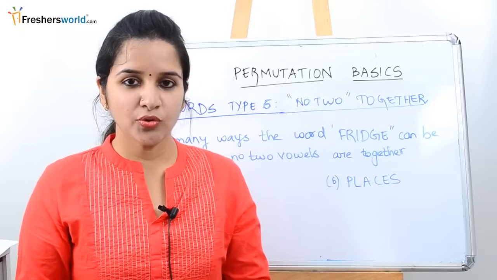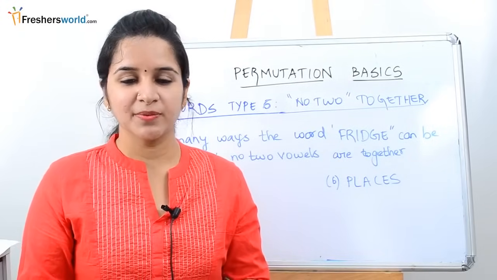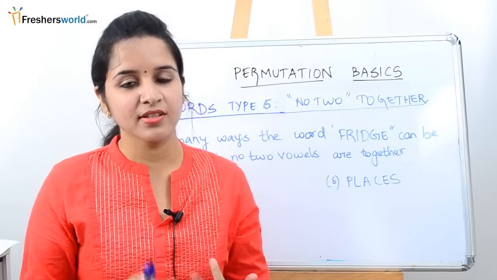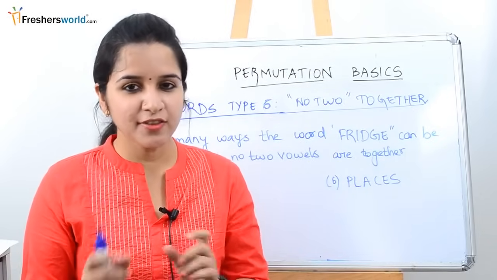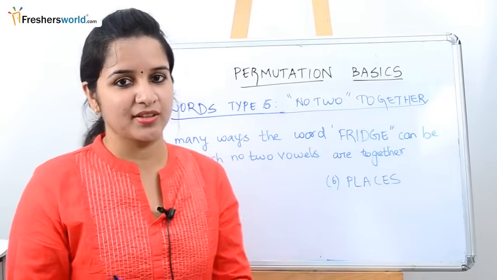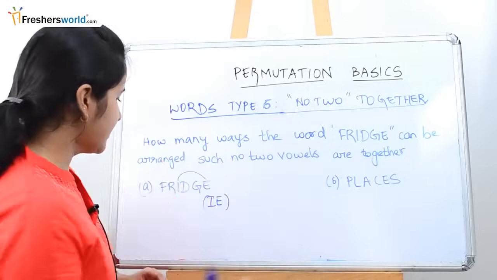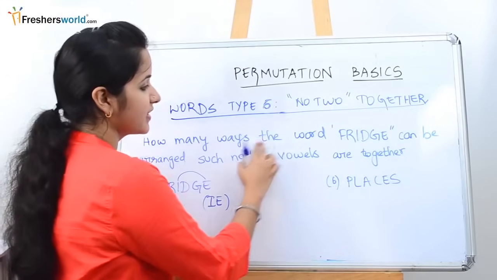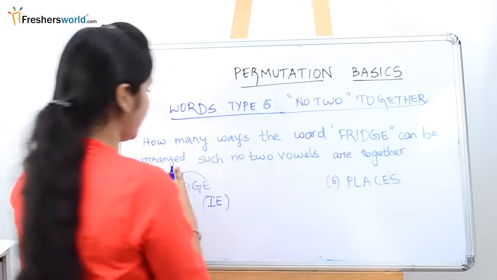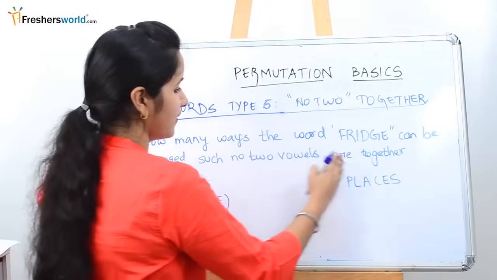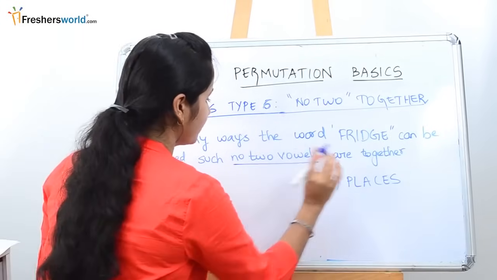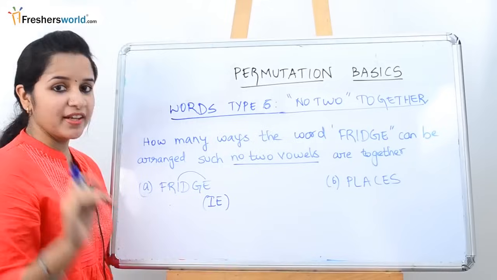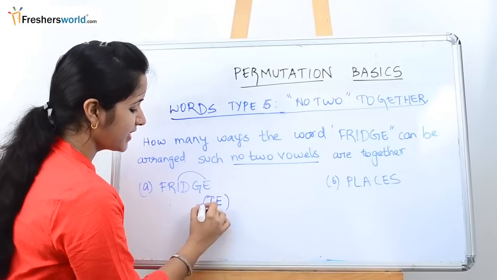In case of no 2 together, like the previous concept, we are going to deal with vowels, consonants and other words. In case of no 2 together, there is a difference between no 2 together and never together. I will explain with an example. Let's take the example: how many ways can the word fridge be arranged such that no 2 vowels are together? So understand the question, they are given no 2 vowels are together. In case of never together, these can never be together.